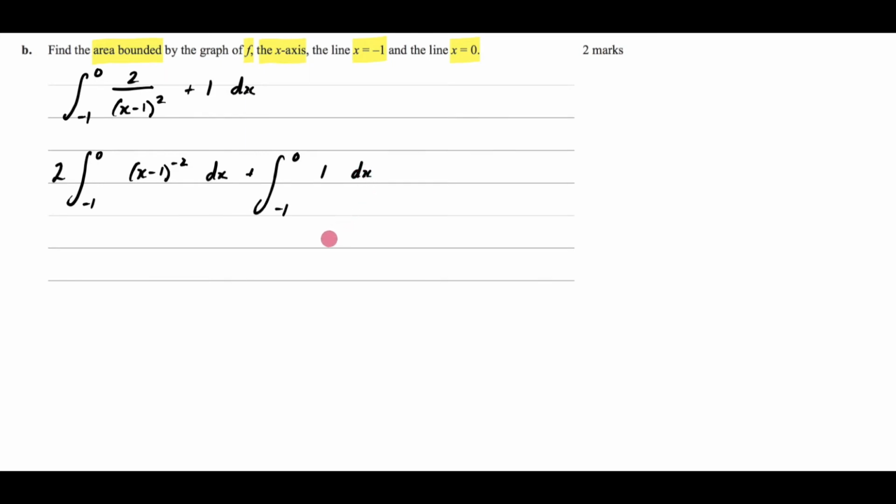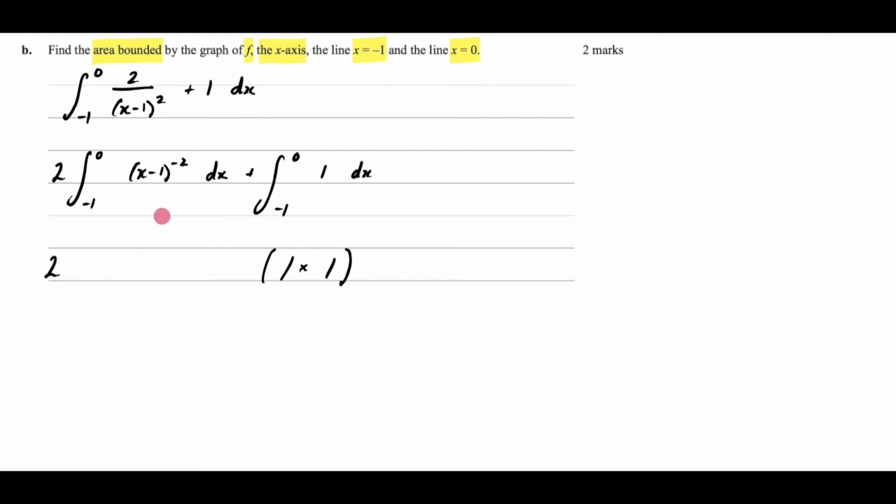Now, the reason why I'm doing that is because I know when I'm dealing with an integral of a constant, it's simply going to be whatever this is, so in this case 1, and then I'm going to multiply that by the difference in my boundary. So 0 minus -1 is +1, so it's simply going to be 1 times 1. Perfect.